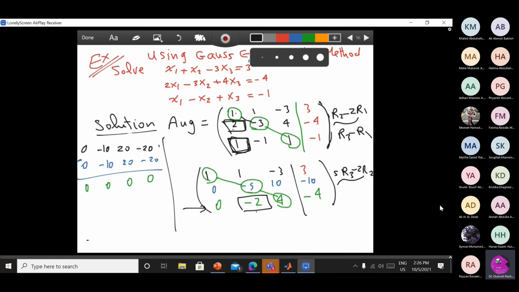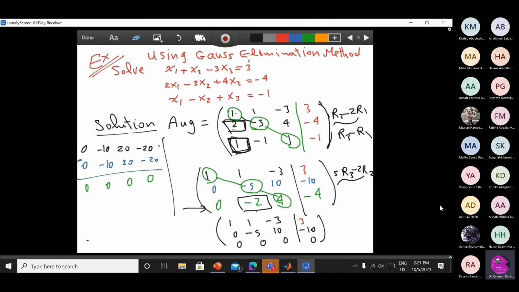Now, what I have now, I have 1, 1, minus 3, 3, and I have 0, minus 5, 10, minus 10, and I will have 0, 0, 0, 0, right? Now, yes, I can write the equation again, right? This is how to write it as equations. If it is like that, I write it in this way. So how can I write this one?